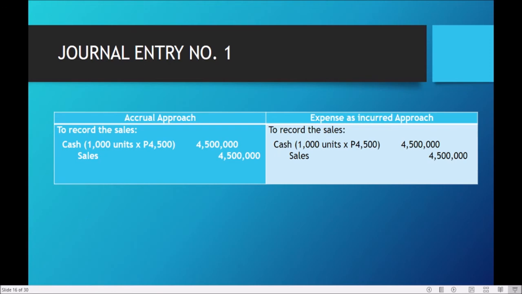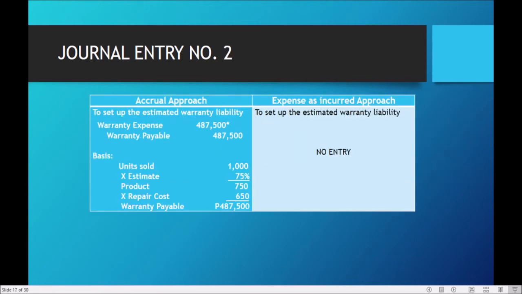The next journal entry will be related to the estimated warranty liability. To set up the estimated warranty liability, under accrual approach, we will prepare an entry for the estimated warranty liability. Paano po natin mako-compute yun? This will be the pro forma entry: debit warranty expense, then credit warranty payable. Okay? But how did we compute the 487,500?